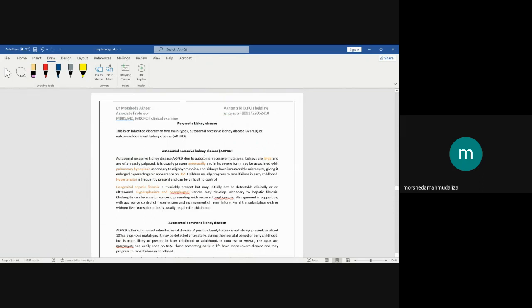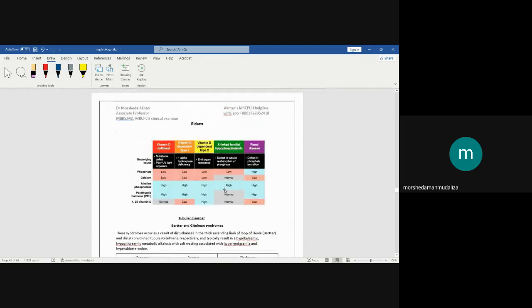Recessive kidney disease is something you get after birth. They have huge kidneys, a very enlarged abdomen, and there would be some other things like esophageal varices, hypersplenism, and congenital hepatic fibrosis. Then you think it is autosomal recessive kidney disease. Tubular disorder is very important, and rickets is very important. So you have to be very cautious with these features.